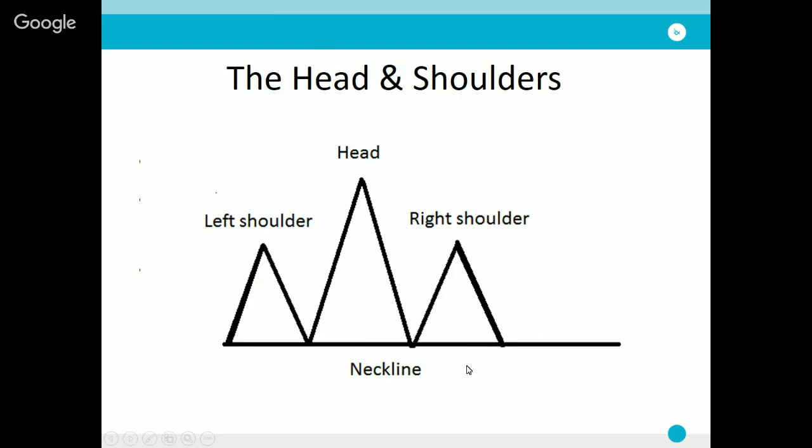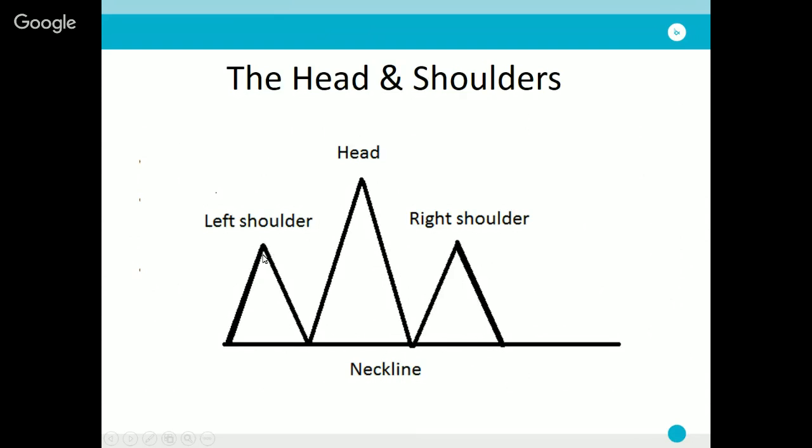So essentially, the head represents a capitulation to the top side, and the neckline represents the key pivot point, which once broken confirms that supply outweighs demand. So this pattern confirms a shift in sentiment.